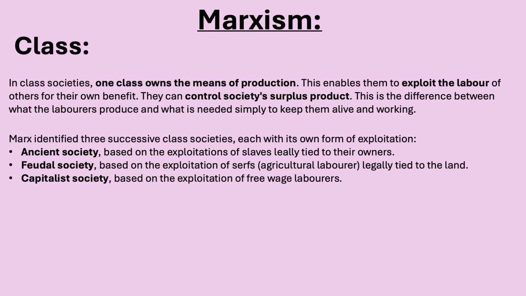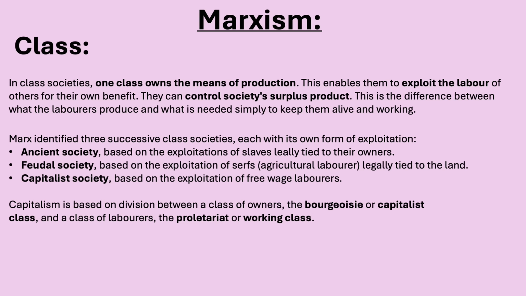Marx identified three successive class societies, each with its own form of exploitation. So in ancient society, it was based on the exploitation of slaves, which were legally tied to their owners. And then we moved to a feudal society based on exploitation of serfs, which are agricultural labourers, who are legally tied to their land. And we currently live in a capitalist society, which is based on the exploitation of free wage labourers. Capitalism is based on division between a class of owners, the bourgeoisie or capitalist class, and a class of labourers, which is the proletariat.